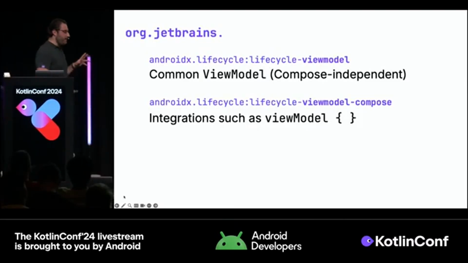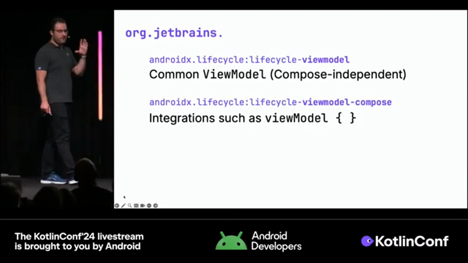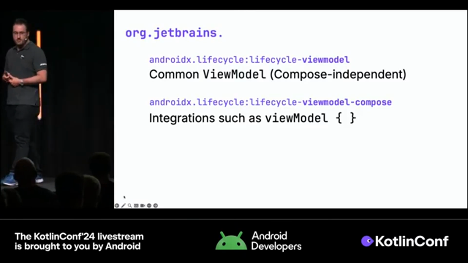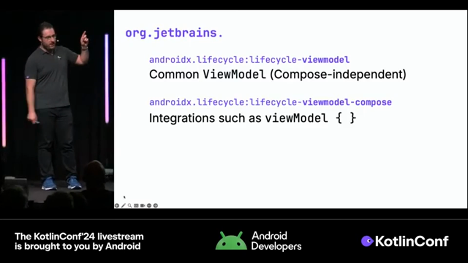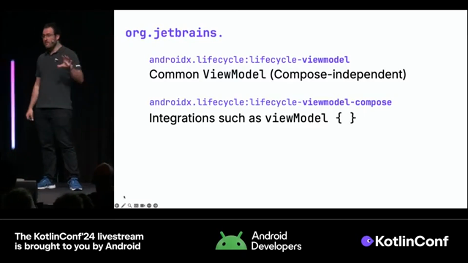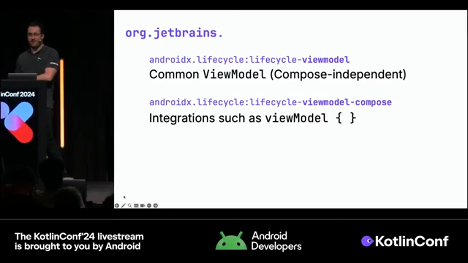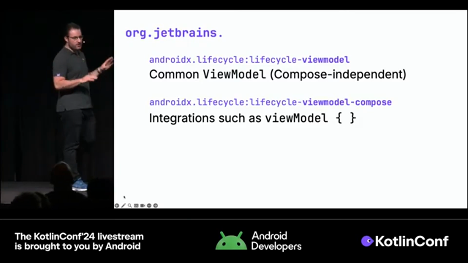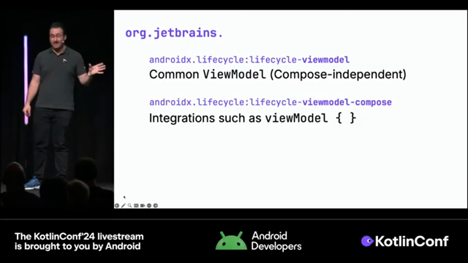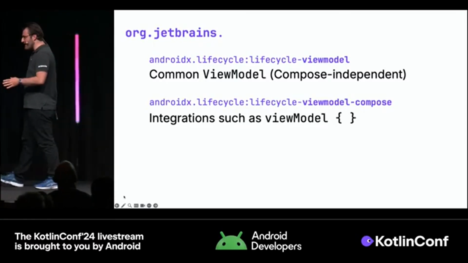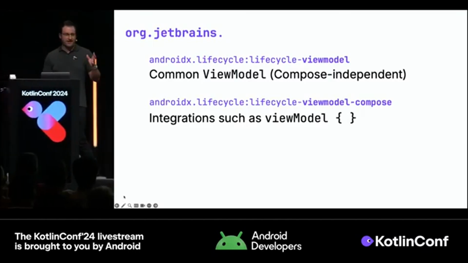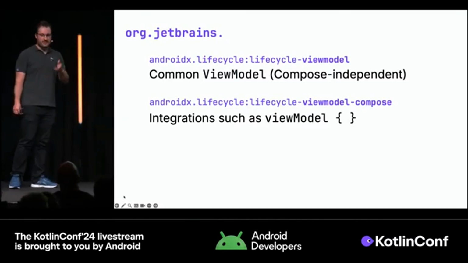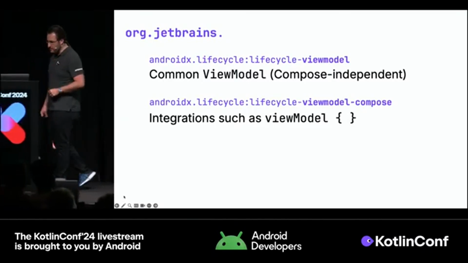So we're actually publishing these as two different artifacts. We have the lifecycle view model under the org JetBrains coordinates, and that's actually a common view model that is Compose independent, right? So that's just the view model abstraction that could also be used without using Compose Multiplatform. And then we also provide lifecycle view model Compose, and that provides you with things that allow you, for example, to scope a view model to a nav graph or just to instantiate it using these kind of factory functions.